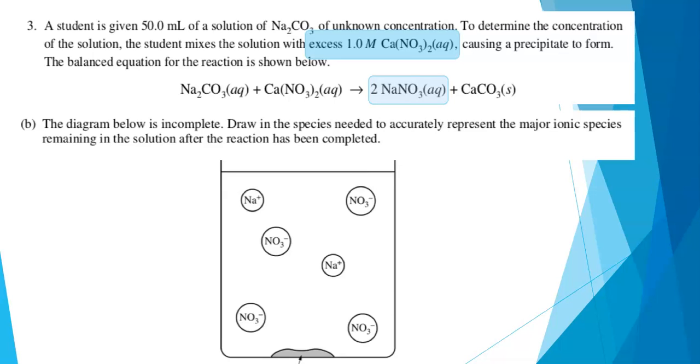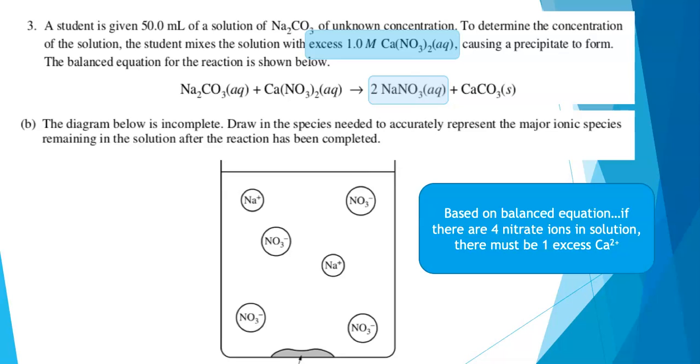All right, I already know from the balanced equation, if everything reacted in the exact stoichiometric ratios, that I should have 2 sodium ions and 2 nitrate ions. But if I look at the beaker, there are 2 sodium ions and there are 4 nitrate ions. And so there must have been 1 calcium nitrate formula unit that reacted. There's 1 excess calcium ion in the solution, and that's what I need to put in.